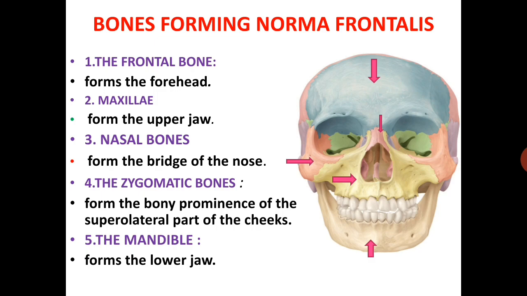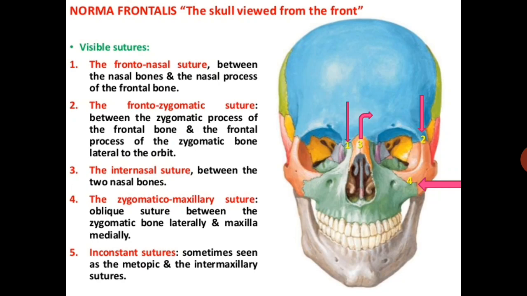So these are the bones seen in the Norma frontalis: frontal bone, maxilla, nasal bone, zygomatic bone and mandible. Sutures are fibrous, immobile joints of the head and neck. Now the sutures present on the Norma frontalis.